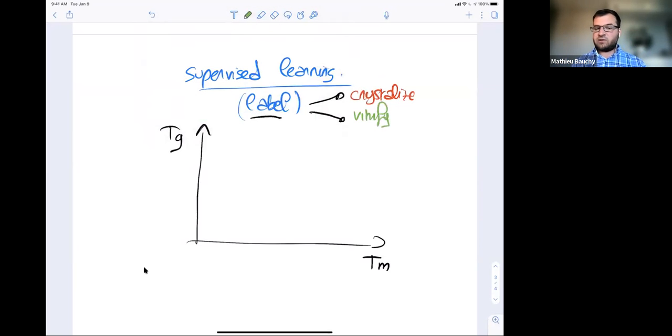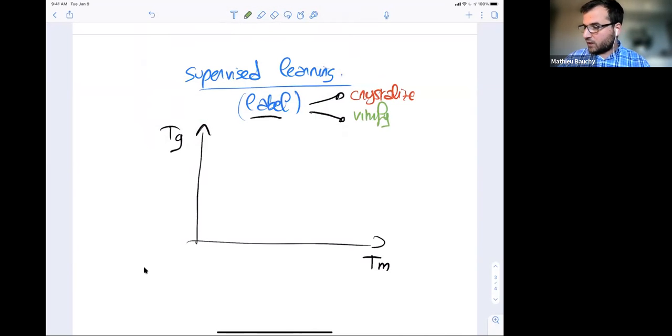And so let's assume that this is what you have. You have those glasses and you know their glass transition temperature, you know their melting temperature, and you know if they are going to crystallize or vitrify. So now what you can do is to look at those data points.